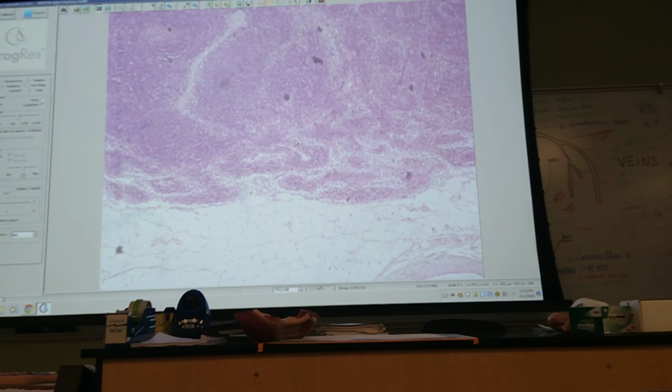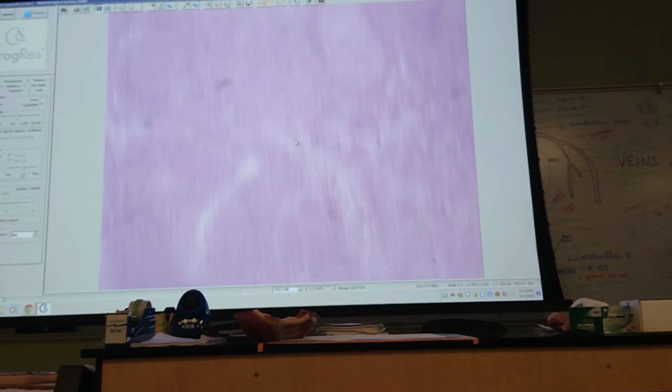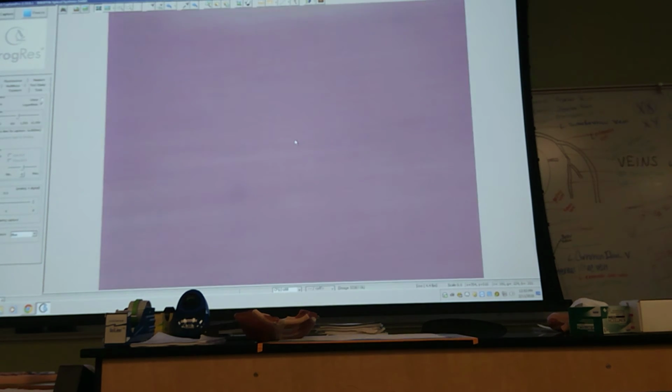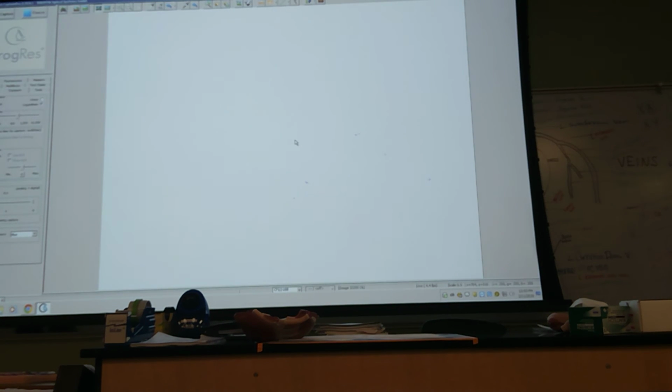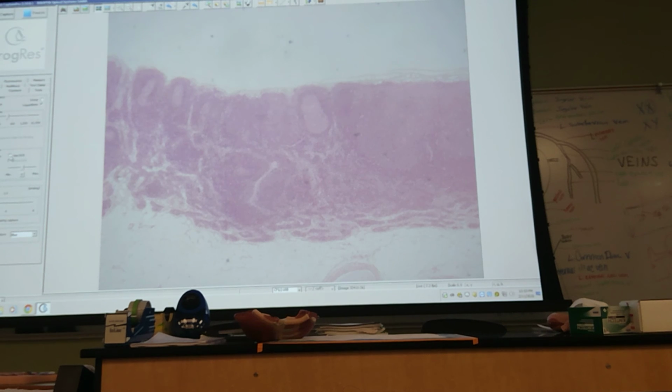Go. All right. In addition, the lymph node has cortex and medulla. All little buttons pushed. Okay, there it is.